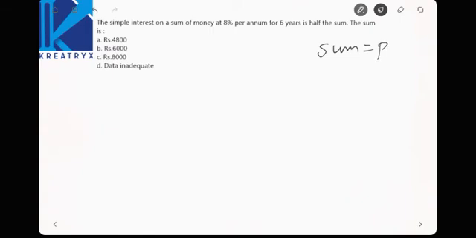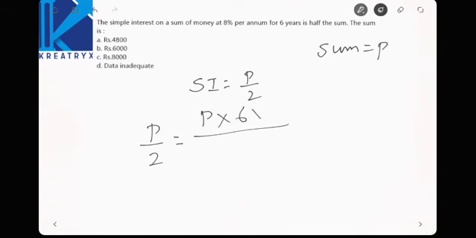Now what is the simple interest? It is half of the sum, meaning P by 2. Now the rate of interest is 8% and the time period is 6 years. Can you find out the sum? That is very easy. Simple interest is P by 2, which will be equal to PTR by 100. P into the time period, 6 years, into the rate of interest, 8 by 100.